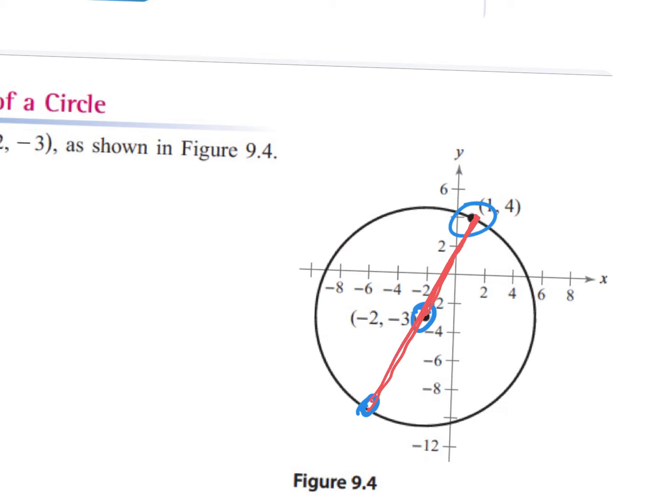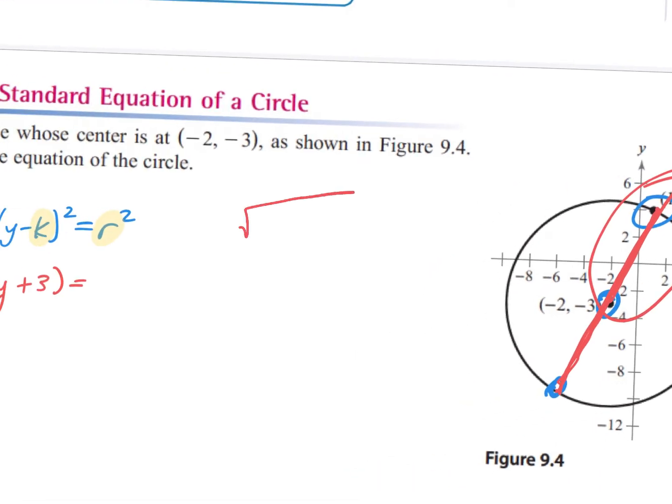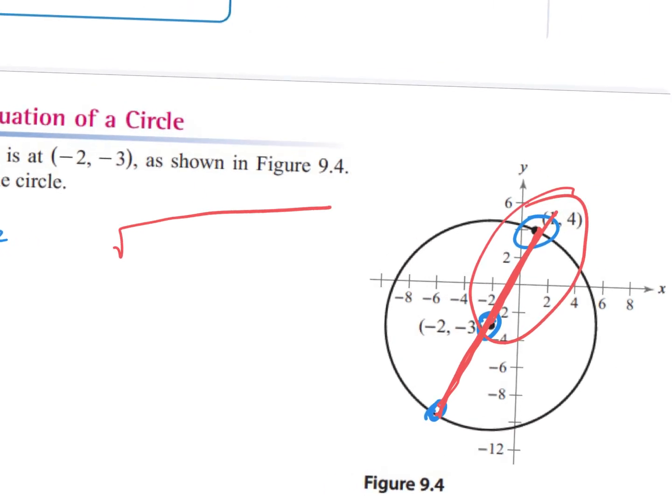It's the diameter. So what would you have to do with that value? Cut it in half. So right now, I know the radius in the center, so I'm going to use the distance formula. It's the difference in our x's and the difference in our y's. So I'm going to say -2 minus 1 squared plus negative 3 minus 4 squared, correct? Everybody with me? Yes? Okay.